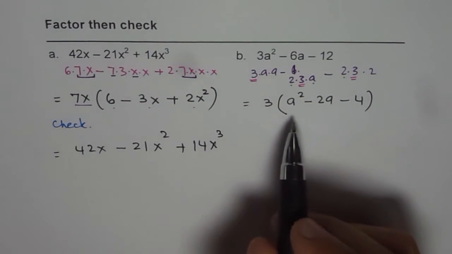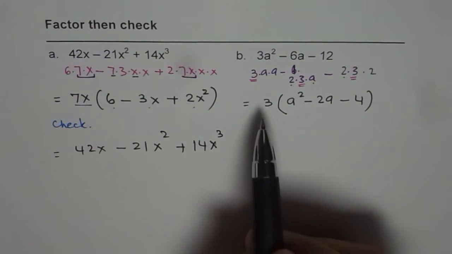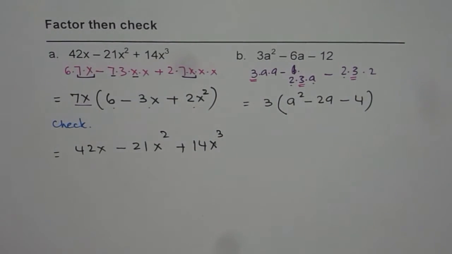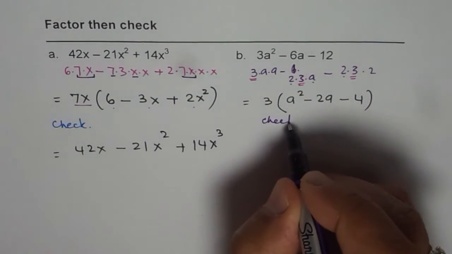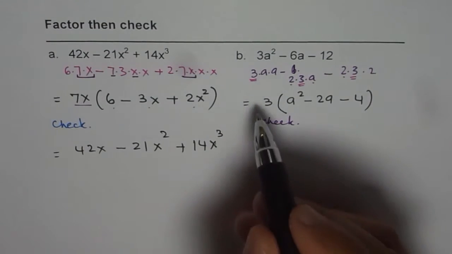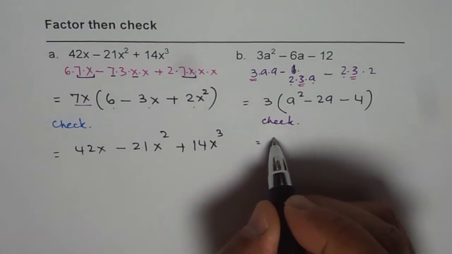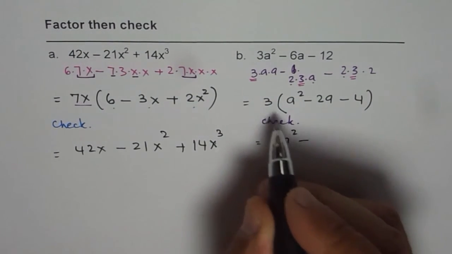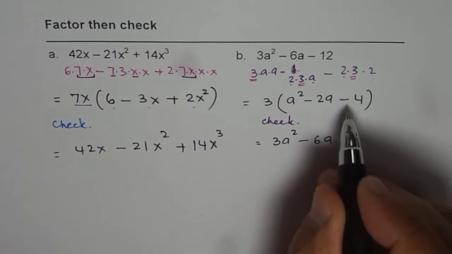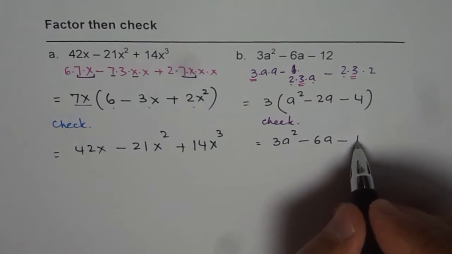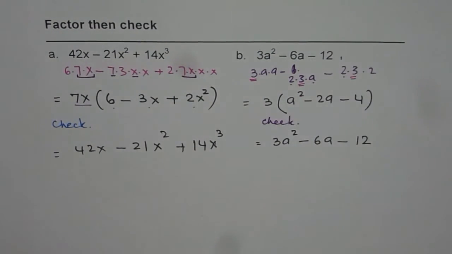Now let's check. To check again, we'll apply the distributive property, right? So let's check this one. So we get 3 times a squared as 3a squared, minus 3 times 2 is 6, then a, minus 3 times 4 as 12, which is exactly the same as the given expression. So that is how we factor and then check the polynomial expression.